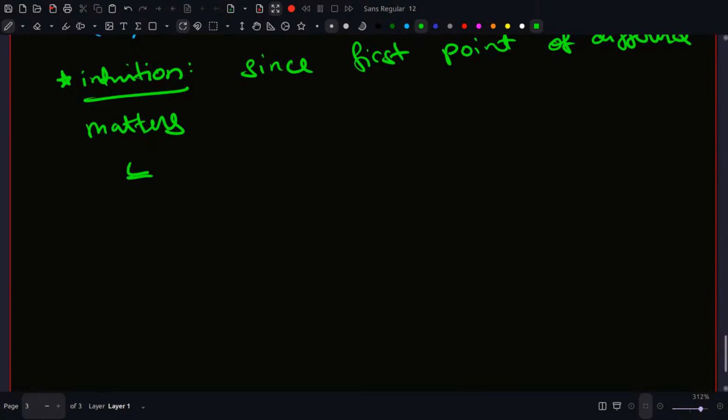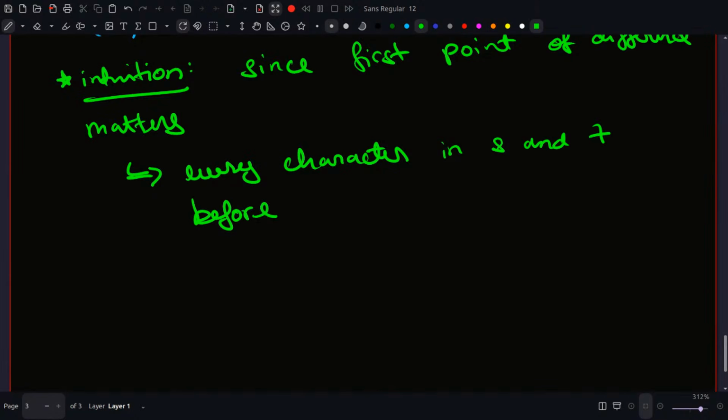What we can say is that everything before this point was matching, right? Every character in S and T before this was matching, right? Then only this became the first point of difference. So every character in S and T before this point was equal.